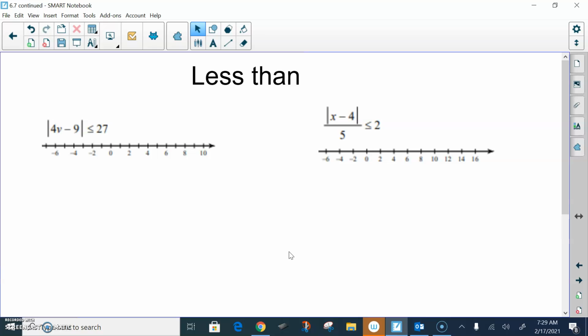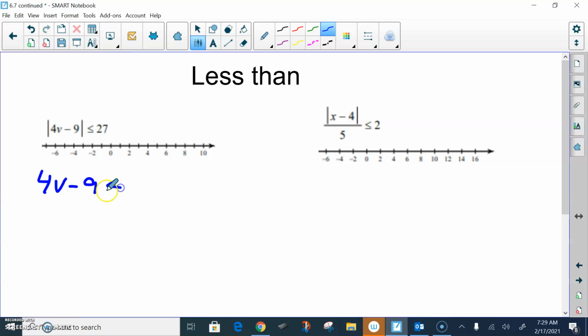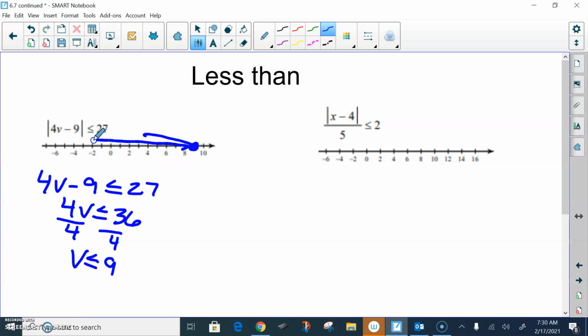So you're going to do it twice, once with the way it is now. So we're going to say 4v minus 9 is less than or equal to 27. Add 9 to both sides. Divide by 4. So our first solution is going to be v has to be less than or equal to 9. So we find 9 on the number line, put a solid dot, and shade to the left. We're going less than. Now we're going to do it again.